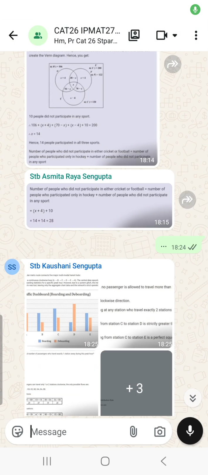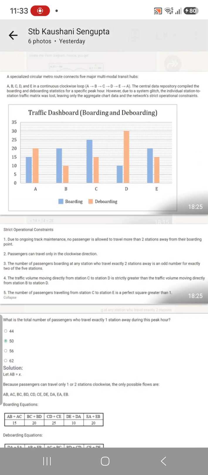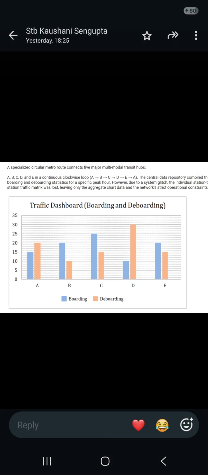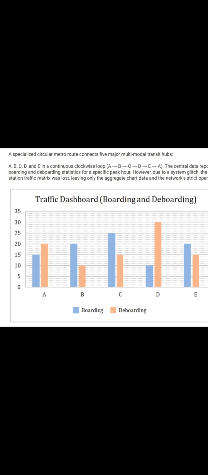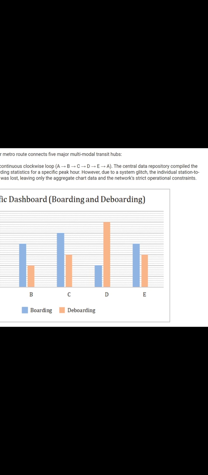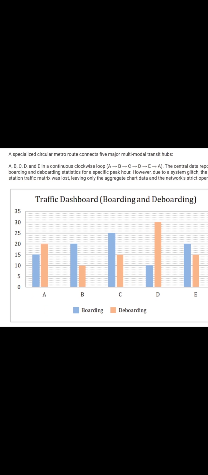This is an interesting question in logistics. So A, B, C, D and E are in a continuous clockwise loop, that is A to B, B to C, C to D and D to E, and then E to A. The central data repository compiles the boarding and deboarding statistics for a specific peak hour.